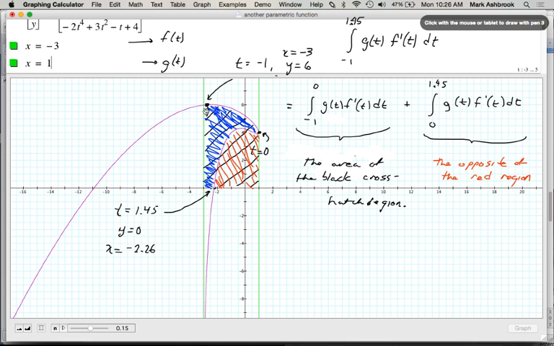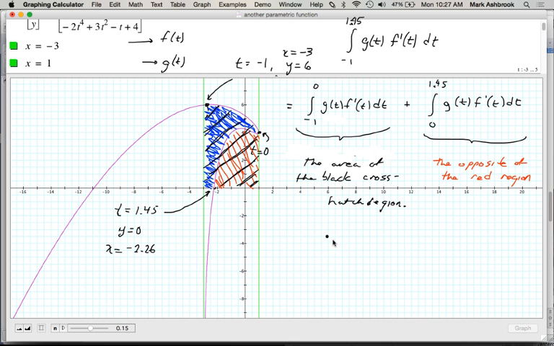So the original integral, if I do that integral, it's going to calculate that area right there, because from here to here, it's going to give me all of the black area. From -1, t goes from -1 to 0, it's going to be all this black area here. And then when I go from 0 to 1.45, it's going to be the opposite of the red area, so that's going to get subtracted away, leaving me with the blue.